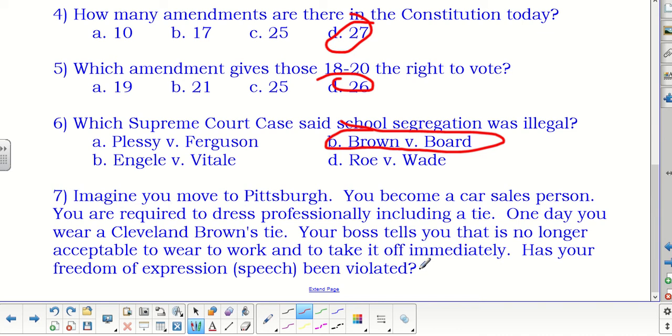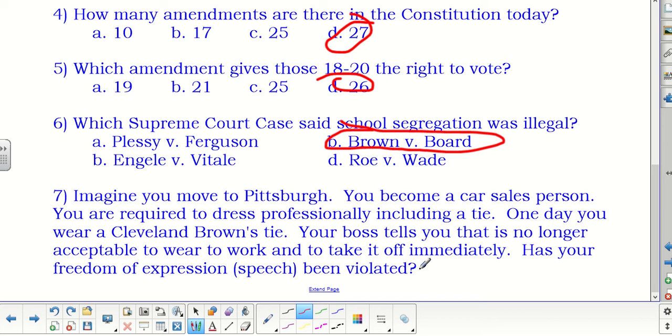If your boss tells you you cannot wear it to work and you need to take it off immediately, has your First Amendment right, which is partially defined by your freedom of speech, has it been violated? And as you think about that, I'm going to tell you that you're probably wrong, because the answer is absolutely not.